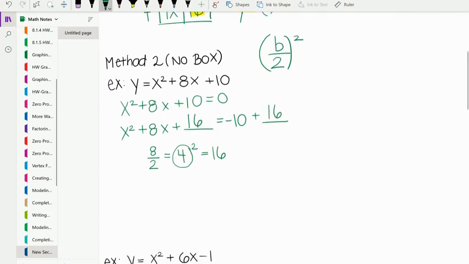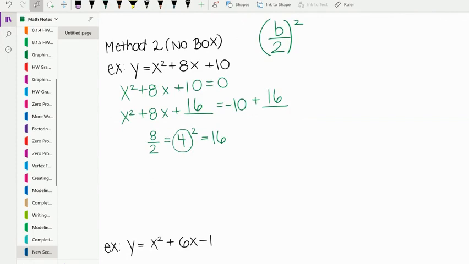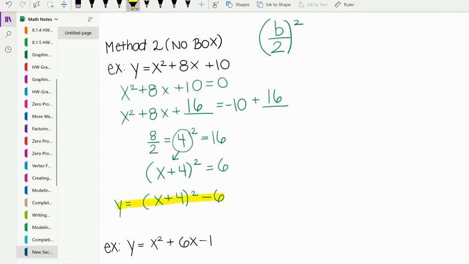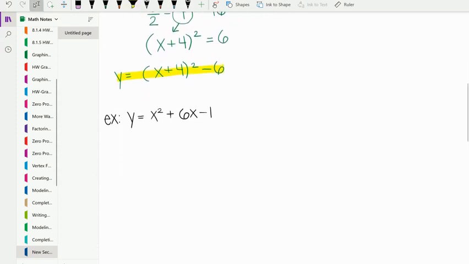The only downside to this method is you have to factor, but if you circled that number, you actually just take x, and then you're going to add 4 squared. So you do x plus whatever number that is squared equals, and then we know that -10 plus 16 is just 6. And then you move everything over, x plus 4 squared minus 6, and then go ahead and put a y equals in front of it. And that's what it would be. Okay, so let's go ahead and try another one.